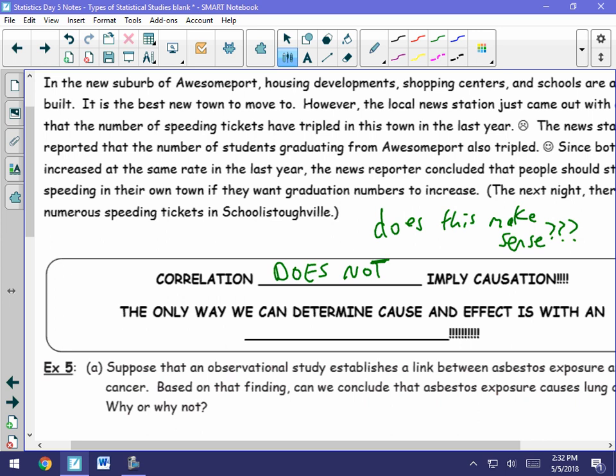Right? Just because there seems to be a link between two things does not mean that we can say that is necessarily true. The only way we can determine cause and effect legitimately is by doing an experiment. Just noticing that something is happening, you cannot conclude that one thing is causing another. You must design an experiment to actually prove that that is happening.